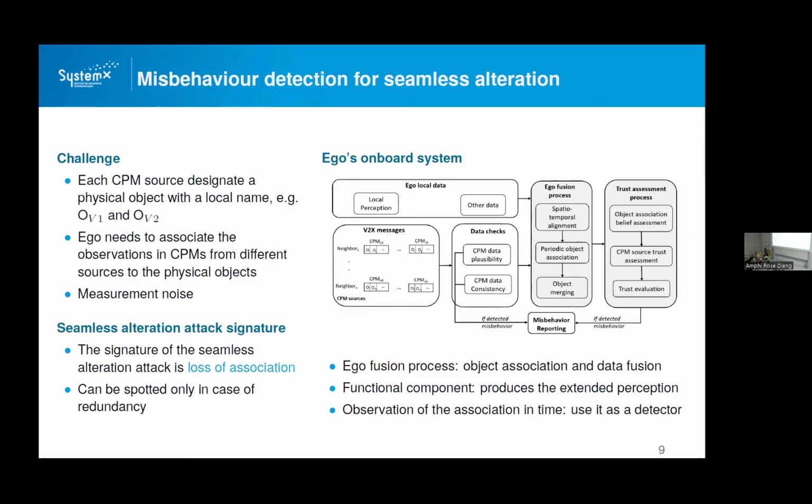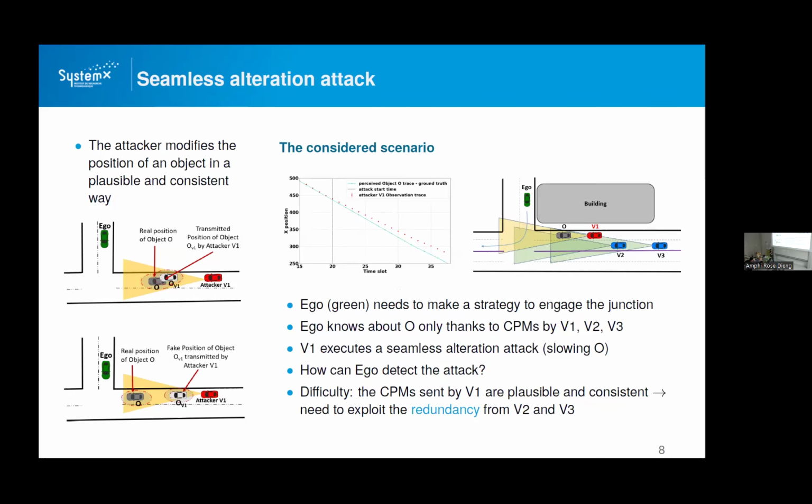So our problem here, as we said, we have redundancy here that is going to help us. V2 and V3 both observe O. So by the end of the day, the ego vehicle will be able to know that the messages that come from V1 are an attack. But the problem that we have here is that we don't have any absolute way of identifying objects. So V1, V2, and V3 will call O in completely different ways. So the big problem that we have is to, in our system, be aware of the fact that I'm receiving different observations of the same object.